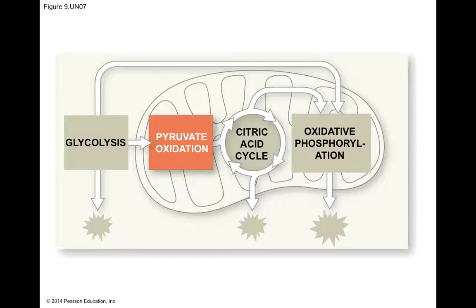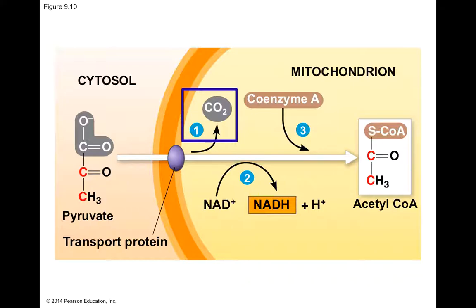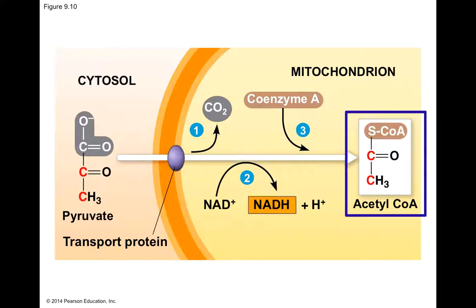Let's look at what happens. The 3-carbon molecule of pyruvate enters into the mitochondrion through a transport protein. In 3 steps, a molecule of carbon dioxide is removed from pyruvate, a molecule of NAD+ is reduced to NADH and H+, and a molecule of coenzyme A is attached. This creates the molecule of acetyl-CoA, which is the molecule that can enter the citric acid cycle. Coenzyme A also makes the entire molecule very reactive, so it's a very short-lived molecule. It's looking to react with something.